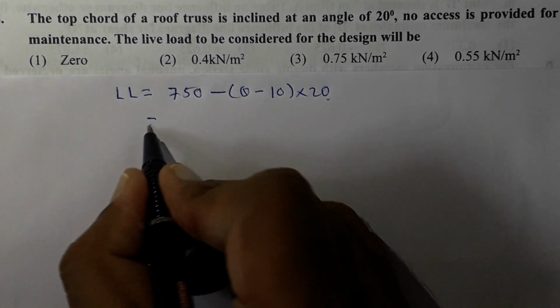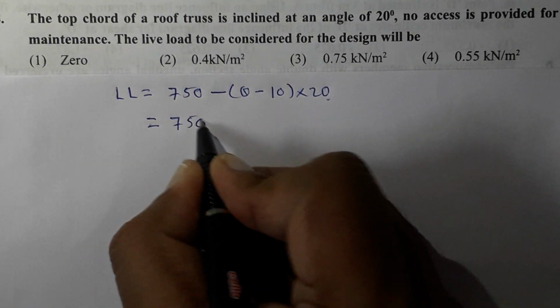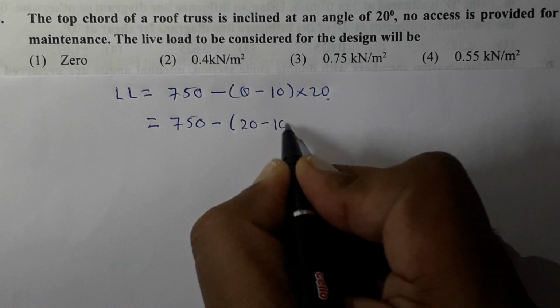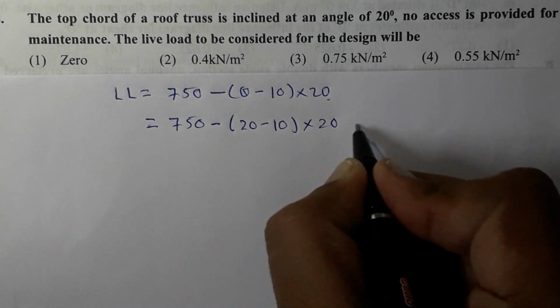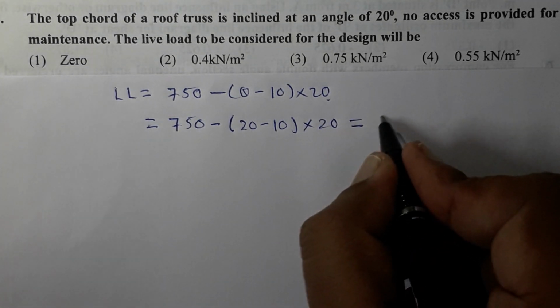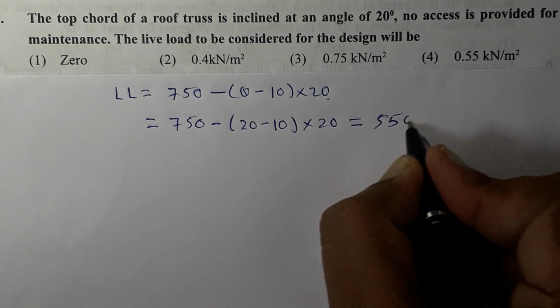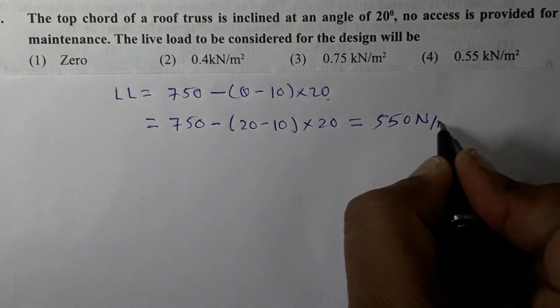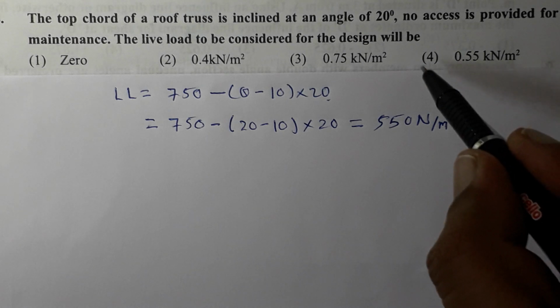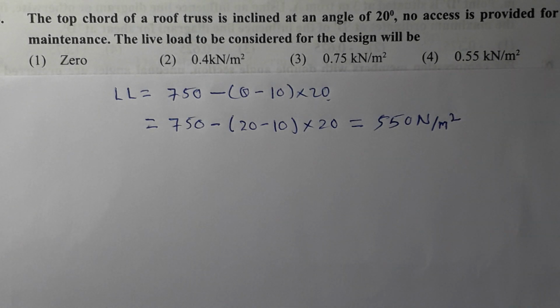So this is the formula, and it will give us 750 minus (20 minus 10) into 20, so it becomes 750 minus 200, which is 550 newtons per meter square, and which means the value is 0.55 kilonewton per meter square. Option 4 is the correct option.